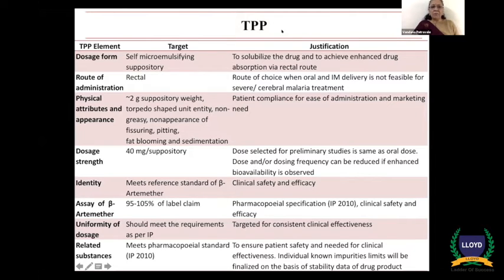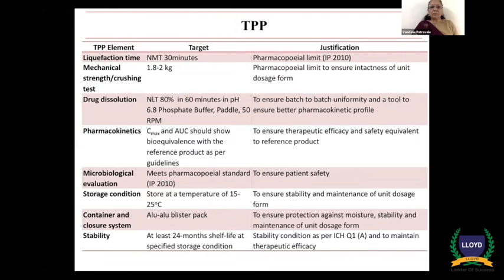So TPP, we had to list, we didn't have any reference standard. So we listed all the target product profile. To start with, we went ahead with the same dose at which marketed suppositories are available. Of course, marketed ones are not SME suppositories. So everything you have to list down: what liquefaction time you expect, what mechanical strength it should have, because suppositories should not melt in the packaging material. That was another challenge which I had given to this student.